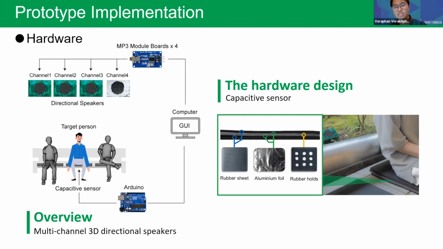And for the right side, for the hardware design, we try to create a kind of bench to place in a real environment, like a general bench. We create a capacitive sensor using aluminum foil and rubber sheet attached on the top and the bottom, so that when people sit in the defined position, the system is activated.